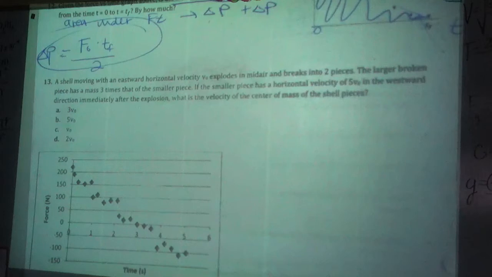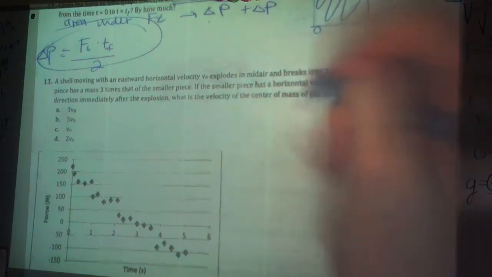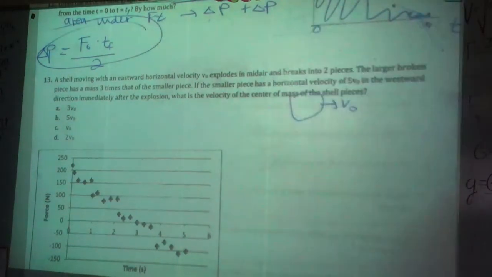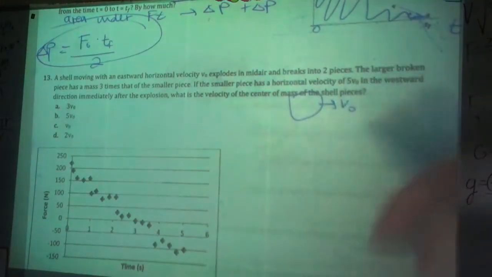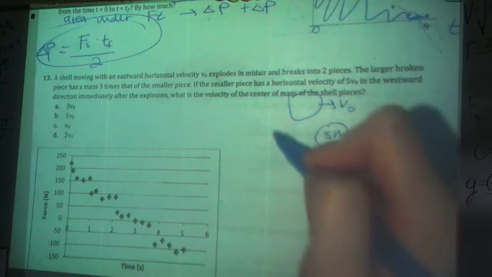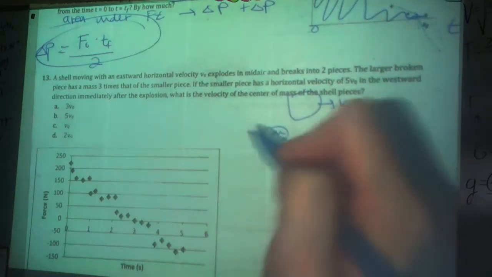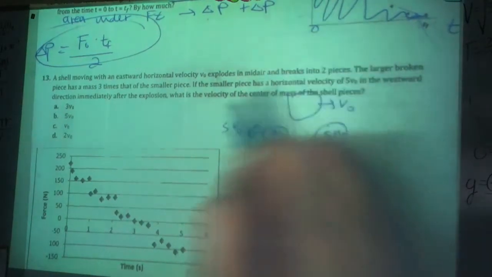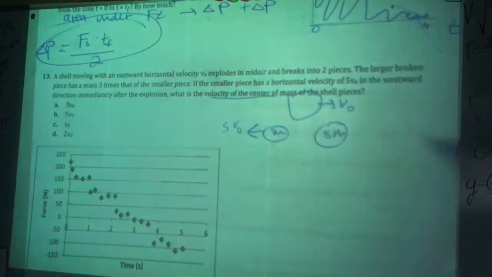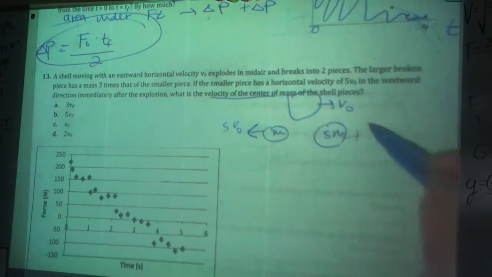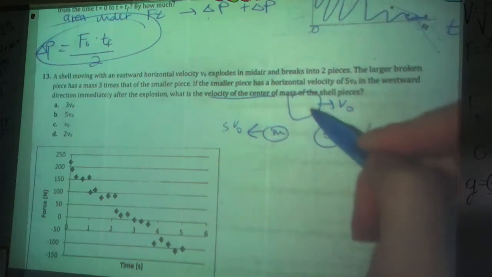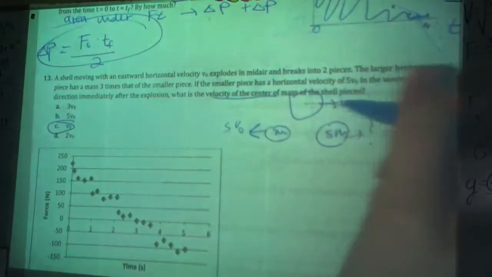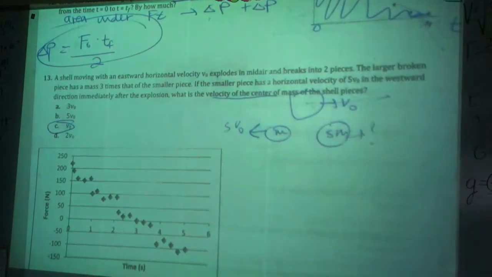A shell is moving eastward with a horizontal velocity of v naught, and it explodes in midair and breaks into 2 pieces. The larger one is 3m, and the smaller piece goes west at 5 v naught. I want to know what the velocity of the center of mass is. Well, this one's going to go this way, I don't know how fast, but it doesn't matter, because the velocity of the center of mass stays constant. So it'll just be the v naught that the center of mass was traveling at when they were together before.